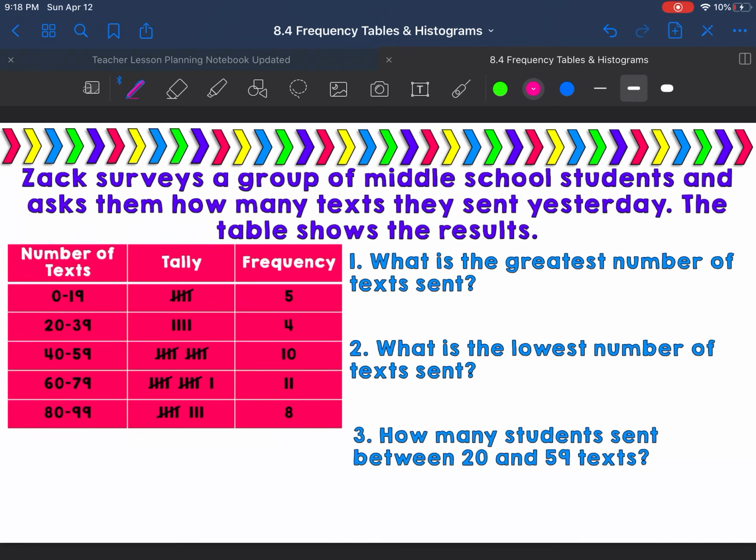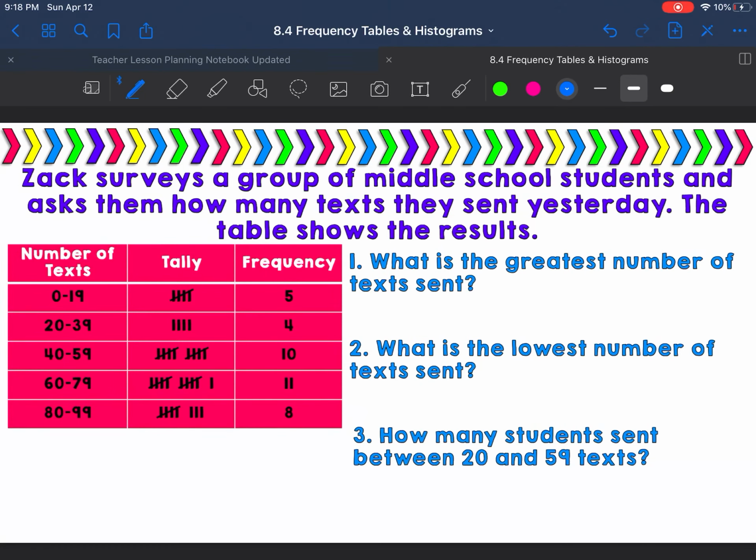You'll notice that my first column of my frequency table is the number of texts. My second column is a tally. Remember, every mark represents a number between 0 to 19. And then the frequency, how many tally marks did you have in total? So let's start by answering our questions.